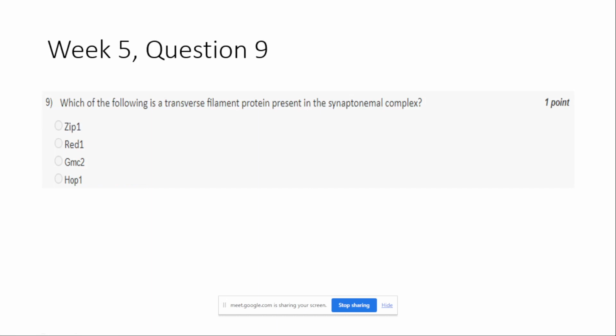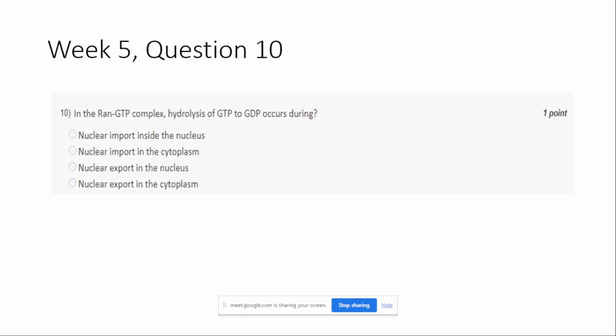Which of the following is a transverse filament protein present in the synaptonemal complex? Remember about the synaptonemal complex? Among these four options, which is part of the transverse filament protein? ZIP1, RED1, SMC2, HOP1. ZIP1, very good. ZIP1 is a member of the transverse filament, which is present in the synaptonemal complex. Answer is ZIP1.